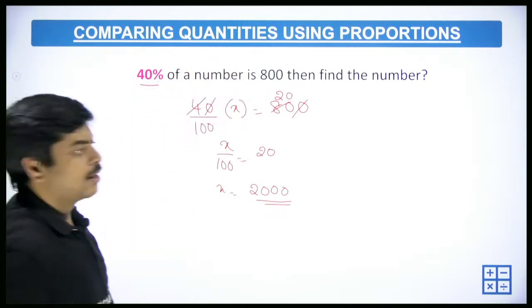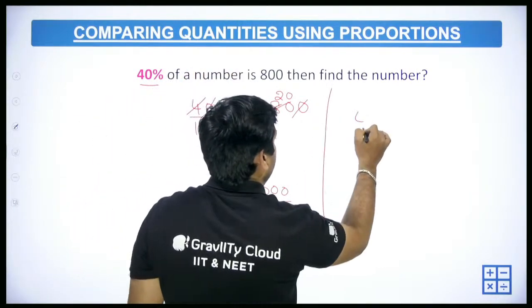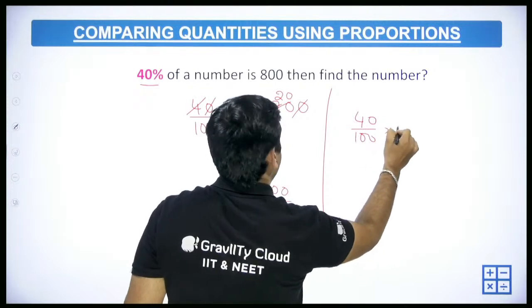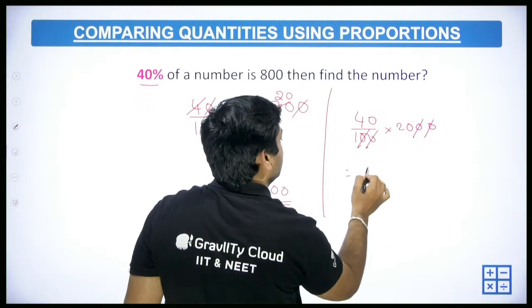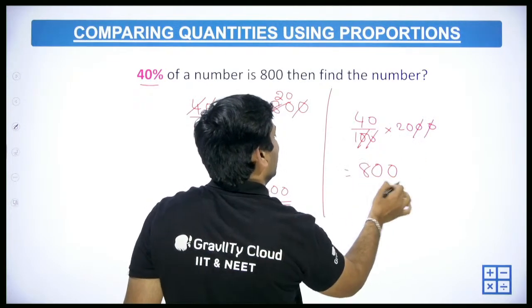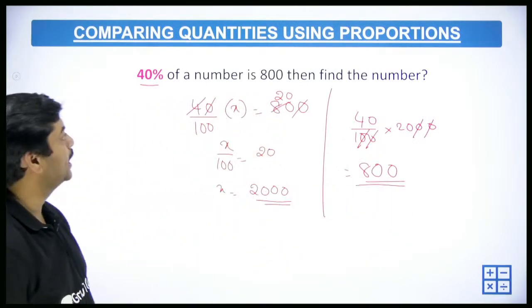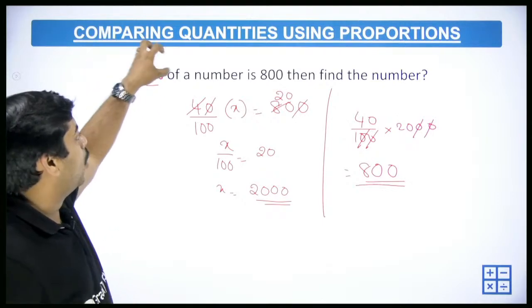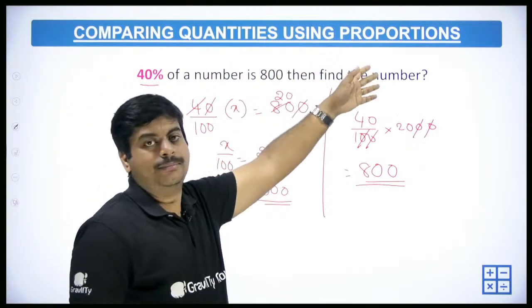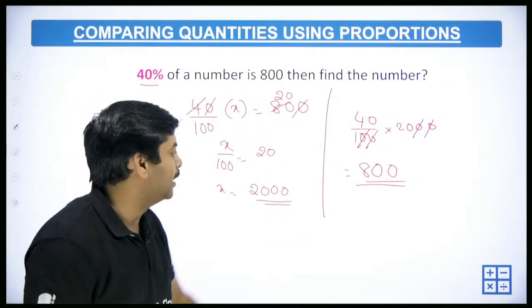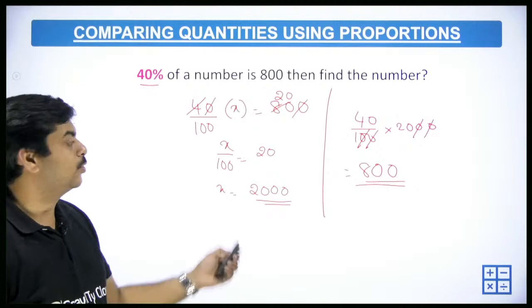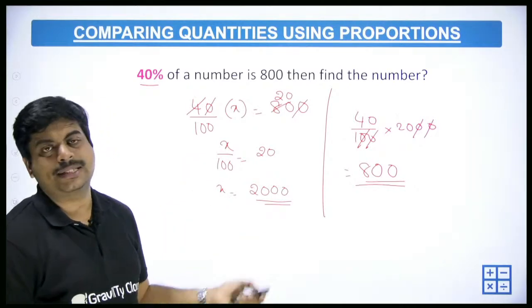So 40% of this number should be equal to 800. Let's verify that. If you want to verify 40% of 2000, let's see what is that. 0 0 0 gets cancelled. 4 into 2 is 8 and 0 0. So it is 800. Once again, 40% of a number is 800, then find the number. So that will give you 2000. So what is the number? What is the quantity? It is 2000.